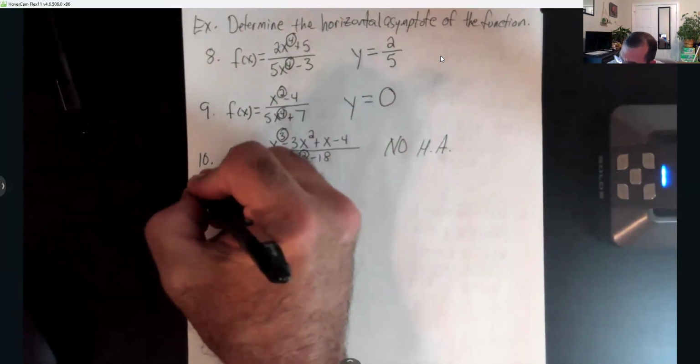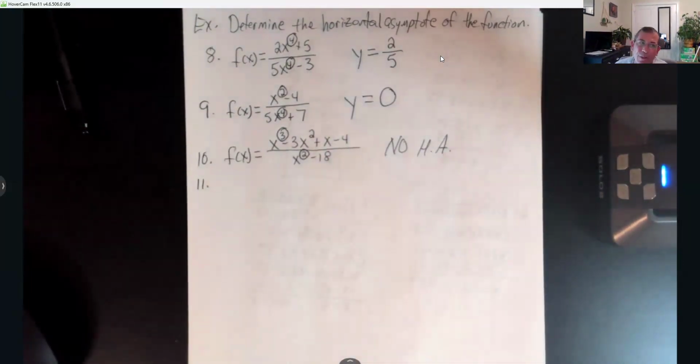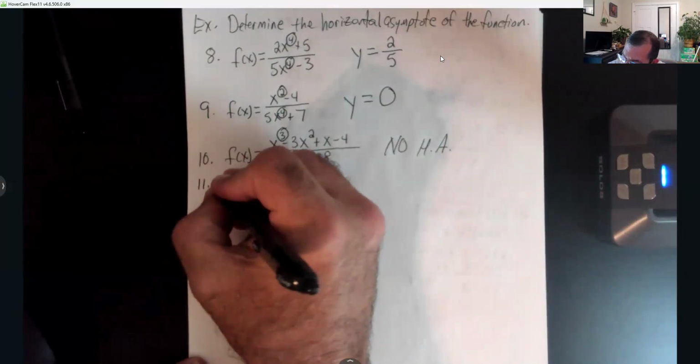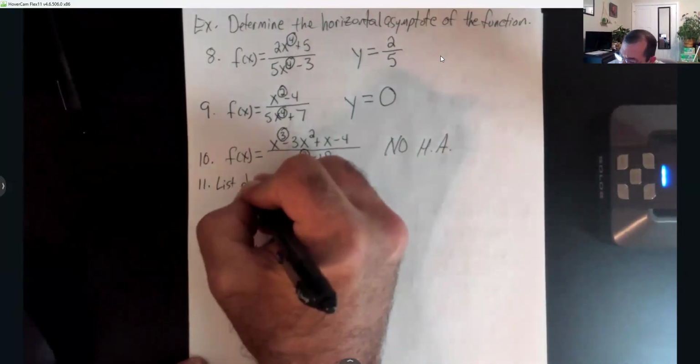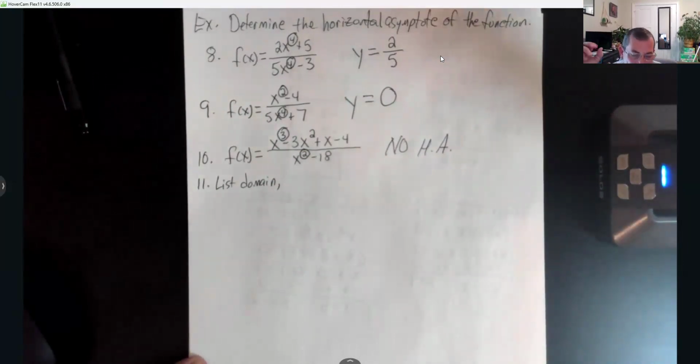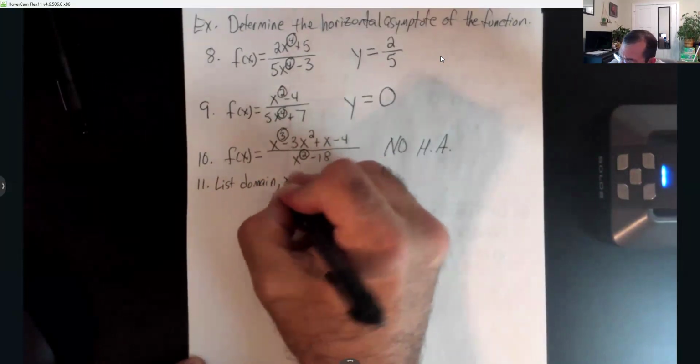All right, so it had to end with a graphing one. So the last question was a graph, sort of putting it all together. So check this one out. They want to list the domain. So the domain, they want it in interval notation, okay? Then they want the x and y intercepts.